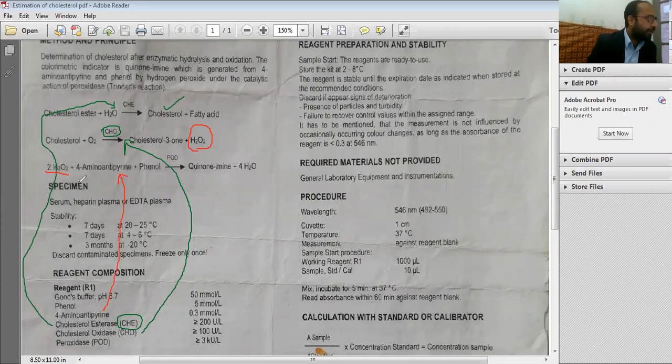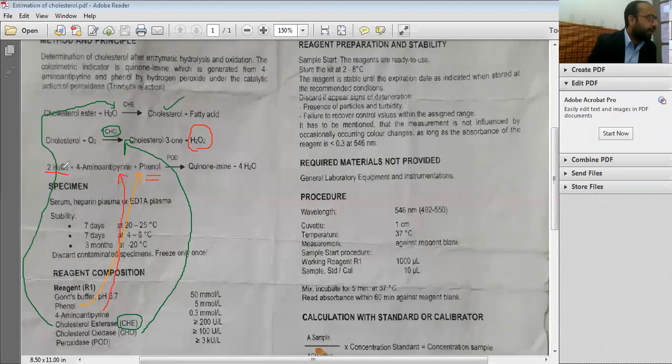Now hydrogen peroxide is reacting with 4 amino antipyrine, and again phenol is not present in the serum. It will be provided from the reagent one, which we are adding in the test tube. So here we are having the cholesterol as well, phenol as well. This phenol will be provided here.